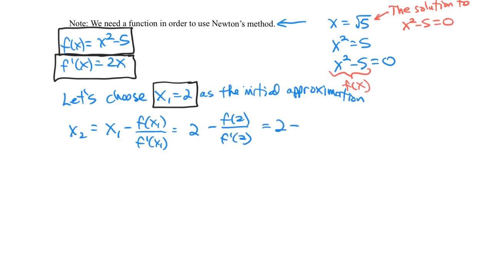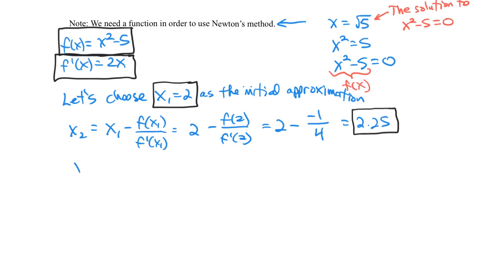So that would give us 2 minus. I take this 2 and plug it into the function. I get 2 squared, which is 4, minus 5, which is negative 1. So you go minus negative 1 divided by, and then I plug 2 into the derivative. 2 times 2 is 4, so I have a 4 down there. So 2 minus negative 1/4 is 2 plus a quarter, so 2.25. We started at 2, now we're at 2.25, and we should be getting closer to our approximation.